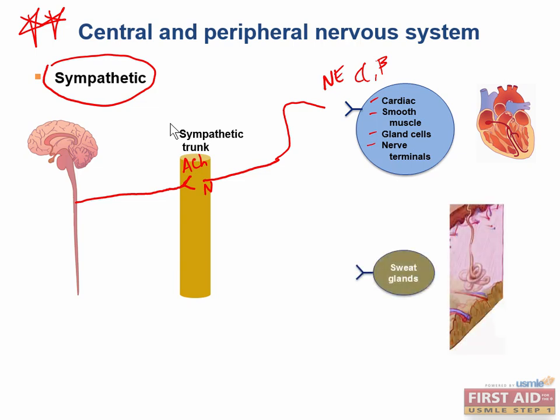Sweat glands. Sweat glands are the first exception to this normal system rule. The postganglionic neurons of the sympathetic nervous system will usually release acetylcholine instead of norepinephrine. So here we have a postganglionic neuron, and it's going to release acetylcholine instead of norepinephrine. And actually, the acetylcholine will act upon muscarinic receptors, causing the sweat release from these sweat glands.